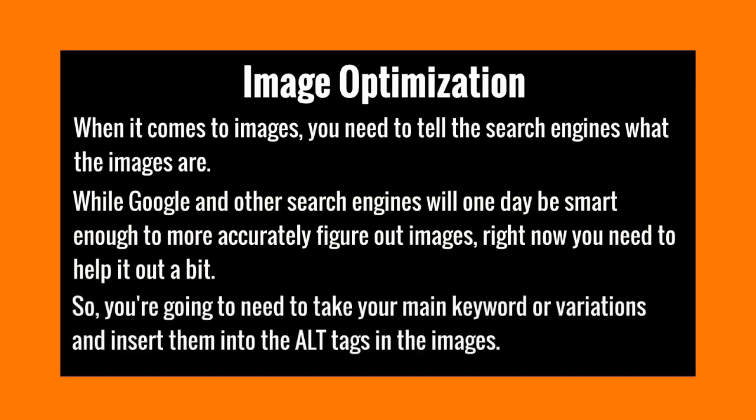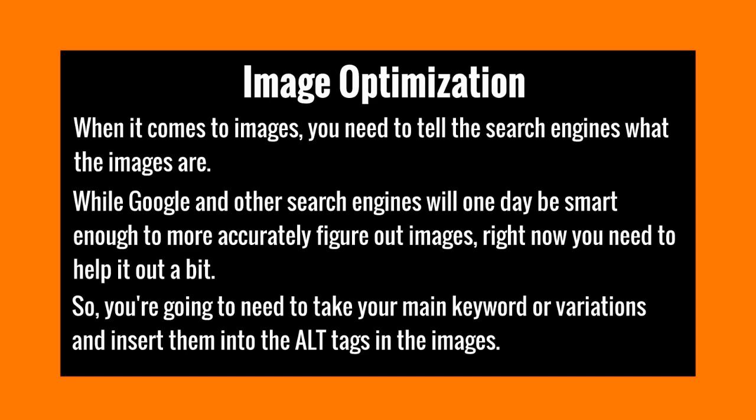So you're going to need to take your main keyword or variations of the main keyword or even specific keywords based on the main keyword and insert them into the alt tags in your images. If you don't know what those are right now, don't worry about it. We're going to show you in just a minute. Now, what I recommend that you do is, let's say, for example, that you have 3 images on your page. In fact, the more images, the better. You don't want to get too much, but the more images, the better.